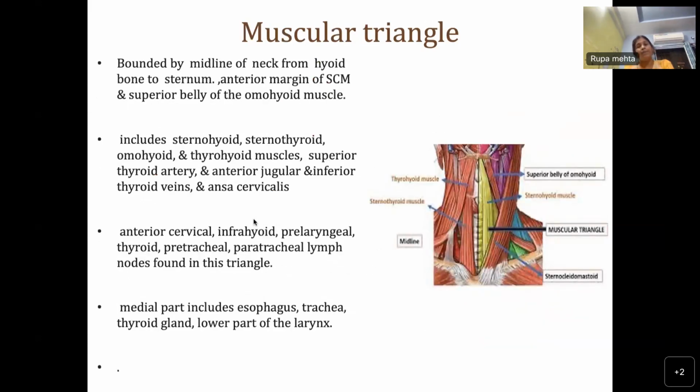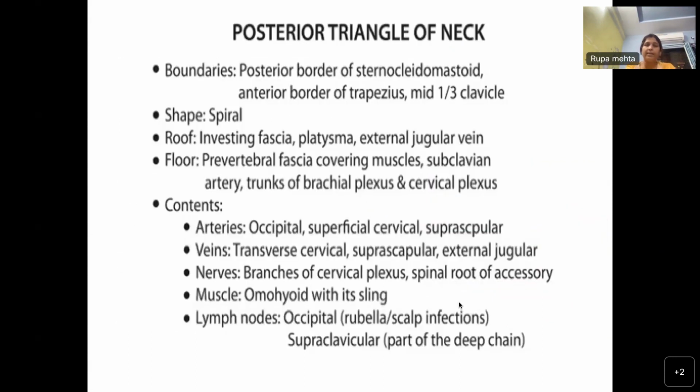So the muscular triangle is bounded by the midline of the neck, the anterior margin of sternocleidomastoid, and the superior belly of omohyoid. You can see the muscular triangle here. It includes the strap muscles, the anterior jugular and inferior thyroid veins, ansa cervicalis, and the superior thyroid artery branch, and contains various lymph nodes: the pretracheal, paratracheal, prelaryngeal, anterior cervical, infrahyoid. The medial part includes the esophagus, trachea, thyroid gland, and lower part of the larynx.